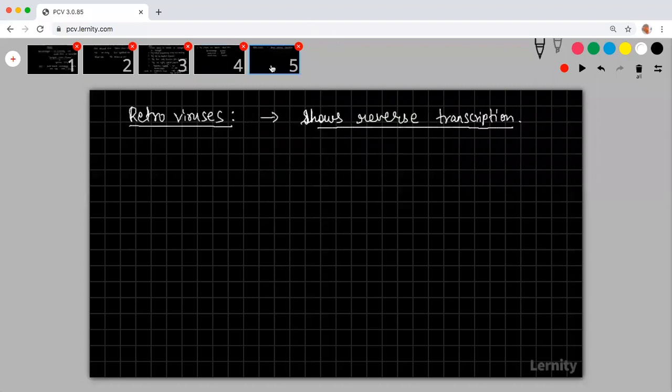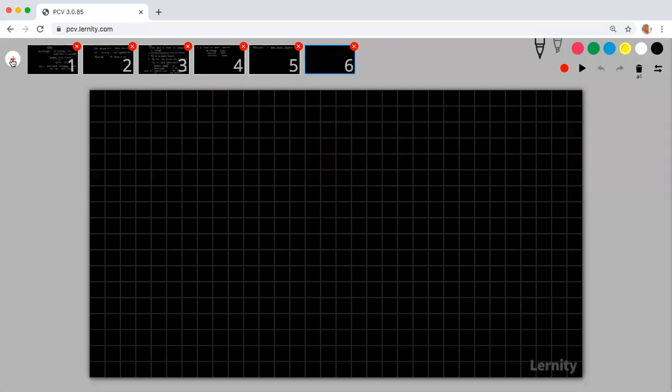Okay, so now we'll try to study viruses and reverse transcription. Please understand something. This fifth slide, I'm just keeping it blank for some time. Let me go to the sixth slide.